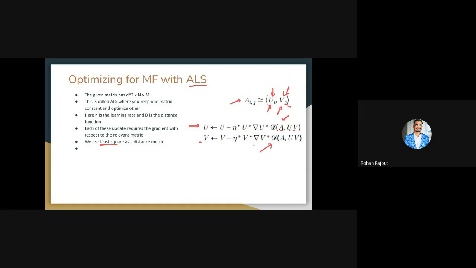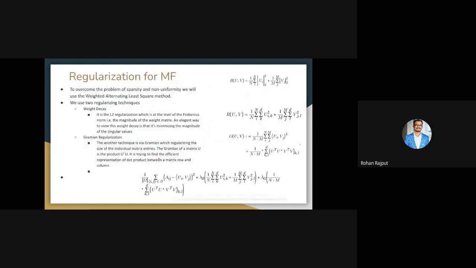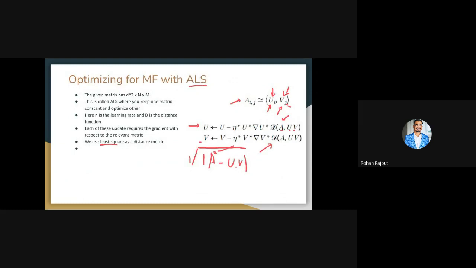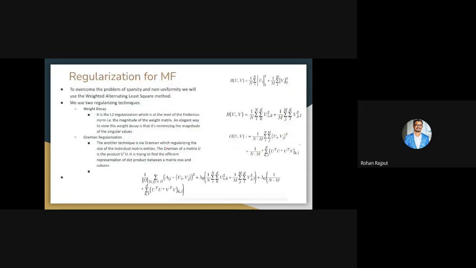We have seen that we can use the least squares method, which is A minus U cross V, squared, and then we would take a root of it. Actually, I think we don't use the root, we just have to square this one. So (A minus UV) squared.